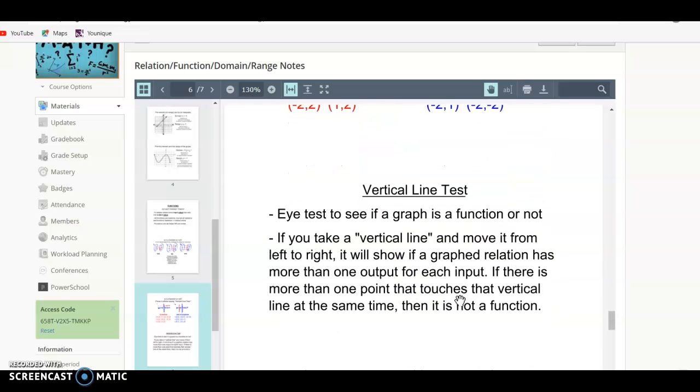The vertical line test is an eye test to see if a graph is a function or not. If you take a vertical line and move it from left to right, it will show you if a function has more than one output for each input. If there's more than one point that touches on that vertical line at the same time, then it's not going to be a function.